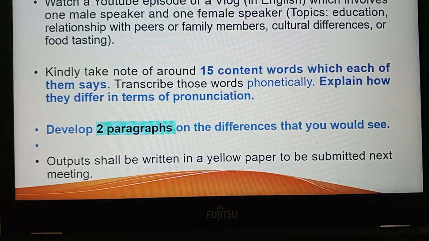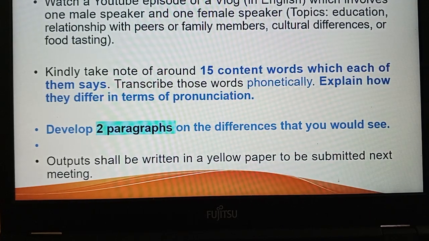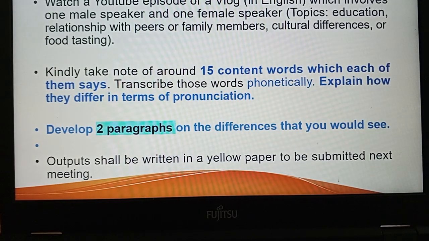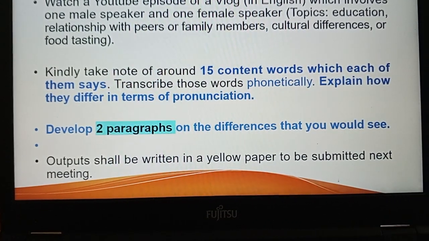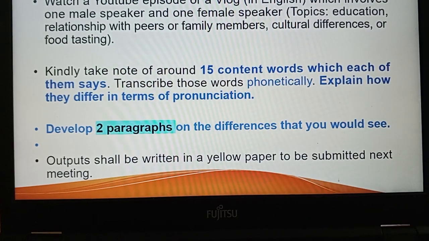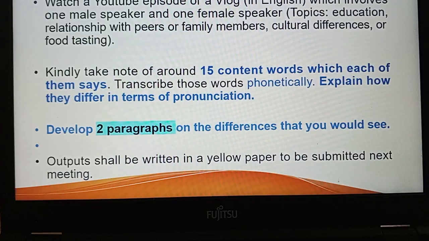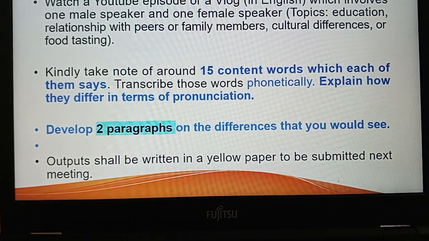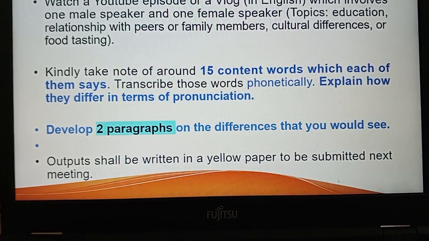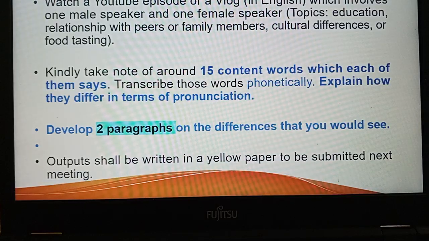I hope so. So again, you'll have to make a table. The first column would be 15 words spoken by the male vlogger. And then the second column would be the phonetic transcriptions of those words. The third column would be 15 words again, spoken by the female vlogger. And then the fourth column would be the transcription. Below the table, write 2 paragraphs on the differences that you would notice.